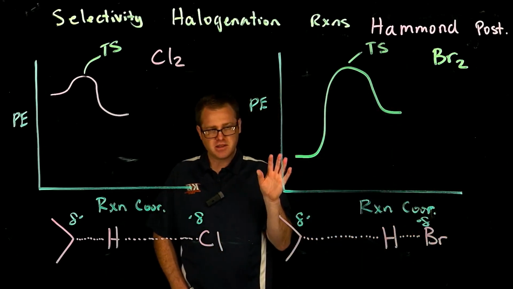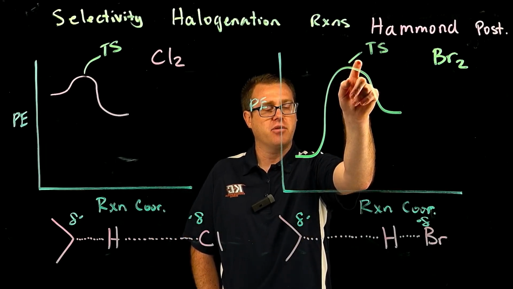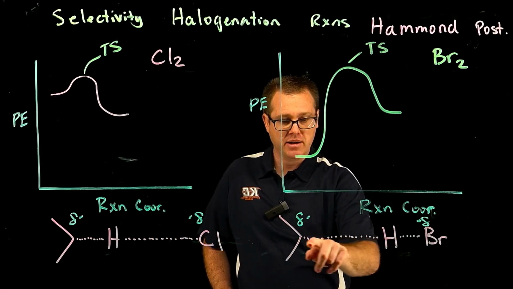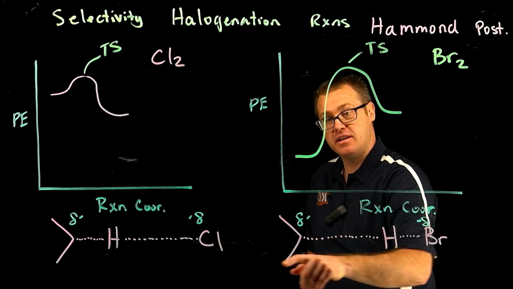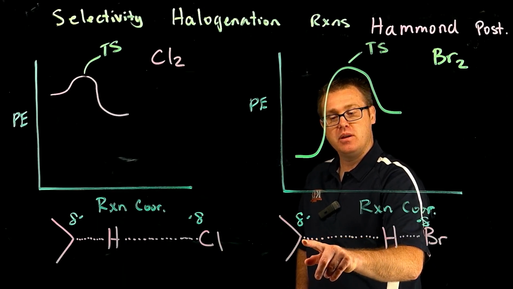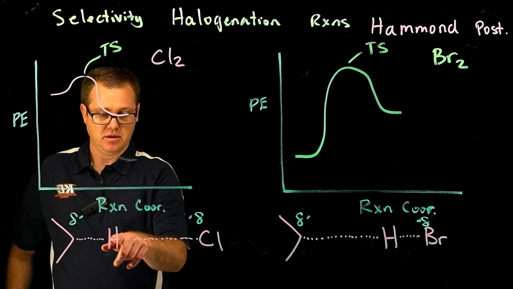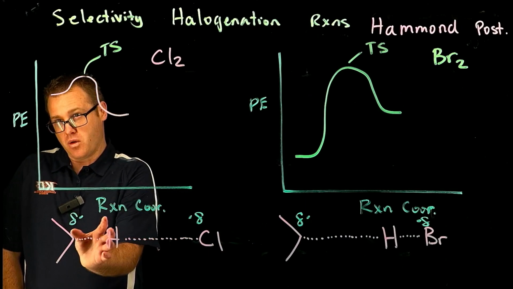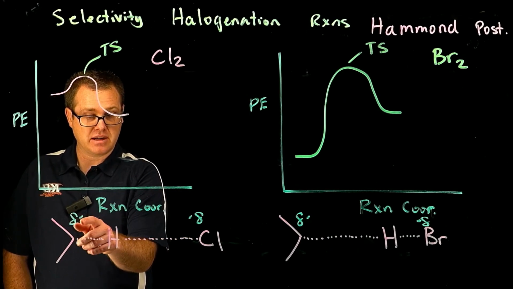Do you see the difference? In the transition state for bromination, this carbon-hydrogen bond is mostly broken. So we mostly have radical character for our propyl group. But in contrast with chlorination, the carbon-hydrogen bond is basically more formed than broken. And so we have less radical character.